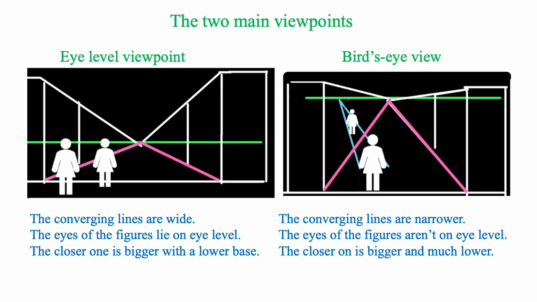I'm going to quickly review the main characteristics of the 2 viewpoints we'll be discussing, the eye-level viewpoint and the bird's eye view. With the eye-level viewpoint, the converging lines are wide. The eyes of the figure lie on eye level, so the main way we know which one is closer is which one is bigger and which is lower on the page. For the bird's eye view, the converging lines are narrower. The eyes of the figures don't lie on eye level, and the closer one is bigger and much lower.